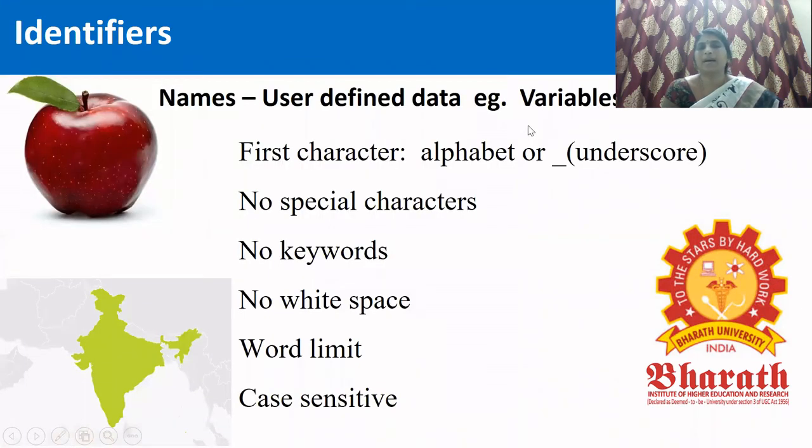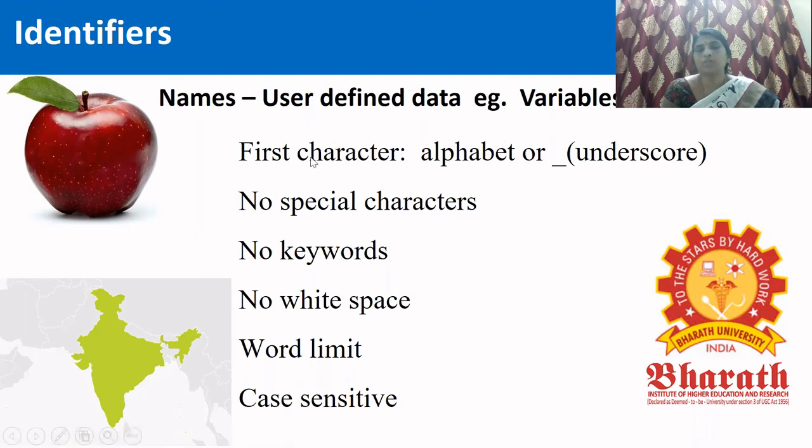The next comes the identifiers. You know, each object is identified by its name. Say if you see an apple, we say it is an apple. And when we see this picture, you know it's an India map. So it is identified. In the same way, each variable is to be identified by a name.